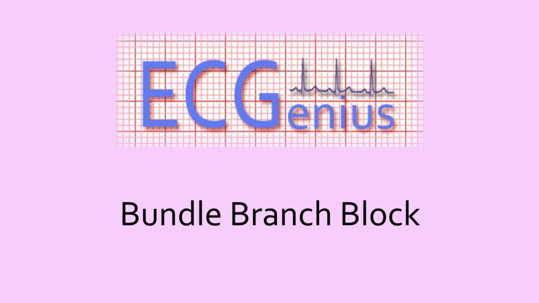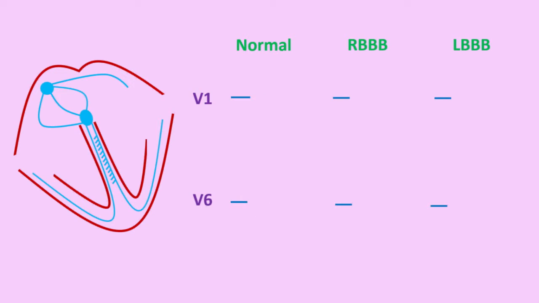Next, let's tackle bundle branch blocks. When you're looking at an EKG, the first tip-off that there might be a bundle branch block is going to be a QRS duration that's greater than 120 milliseconds. If you see that, the next thing you want to do is look at your V1 and V6 leads. These leads give you two opposing views of the heart. V1 gives you a view from the right, and V6 gives you a view from the left.